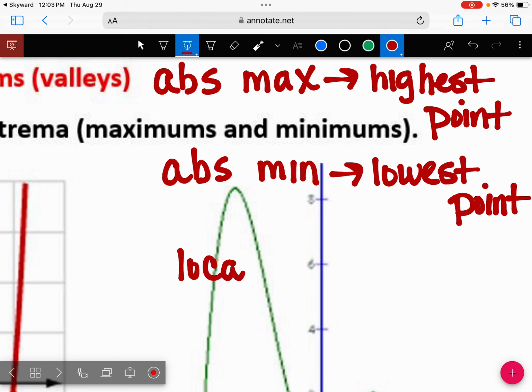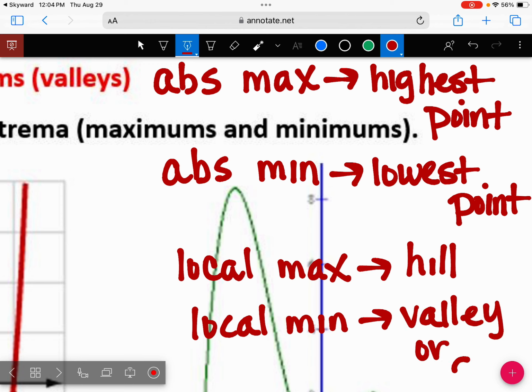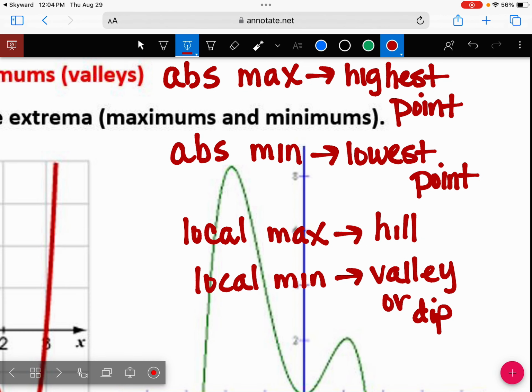A local max, I'm just going to write on top of my little image. I like to think of that as a hilltop. And the local min, that's a valley or a dip. Okay, so those are my non-mathematical definitions. There are some mathematical terms, but I think that's the easiest way to think about them. Do you all remember this from Algebra 2? I'll give you a minute to copy that down, and then I'll erase it, and we'll start going through them.